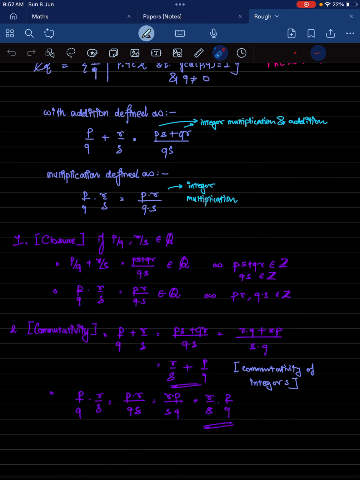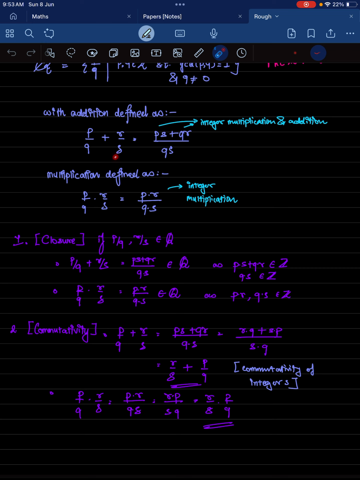Okay, now I have defined the collection of numbers. The second thing is defining the addition operation. The addition operation is p by q plus r by s. These are two rationals. If you add them, it will result in p times s plus q times r over q times s. Now notice that the addition and the multiplication in the numerator and the denominator is the integer multiplication and addition. Okay, and similarly we can define the multiplication of two rationals as p by q times r by s is p times r over q times s.